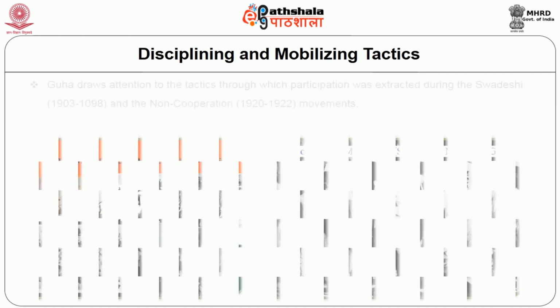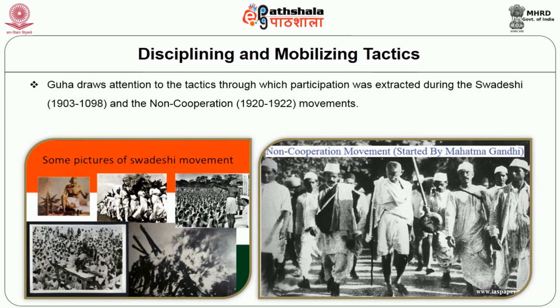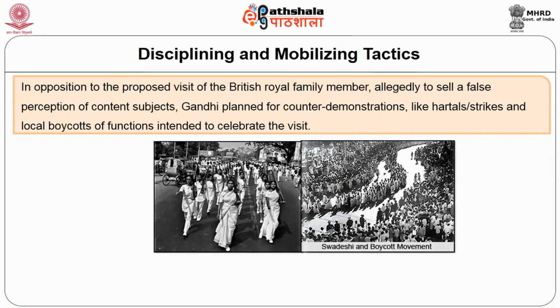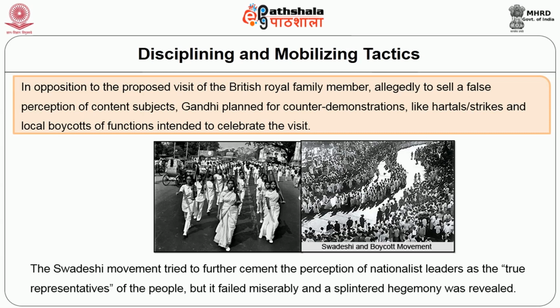Guha draws attention to the tactics through which participation was extracted during the Swadeshi, 1903 to 1908, and the non-cooperation, 1920 to 22, movements. The non-cooperation movement was a call to reclaim the lost prestige under the imperial regime. In opposition to the proposed visit of a British royal family member, allegedly to sell a false perception of content subjects, Gandhi planned counter demonstrations like hartals, strikes and local boycotts of functions intended to celebrate the visit. The Swadeshi movement tried to further cement the perception of nationalist leaders as the true representatives of the people, but it failed miserably and a splintered hegemony was revealed.